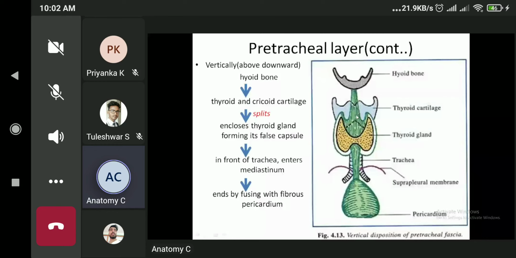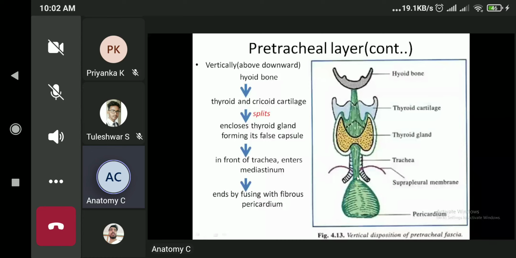Once again, it is attached to the hyoid bone. From the hyoid bone, it descends down to get attached to the oblique line of the thyroid cartilage. Again, it descends further to get attached to the more lateral aspect of the cricoid cartilage. From there, it splits to enclose the thyroid gland. From the lower part of the thyroid gland, it again descends down in front of the trachea and terminates by fusing with the fibrous pericardium. This is the vertical tracing of the pretracheal layer.